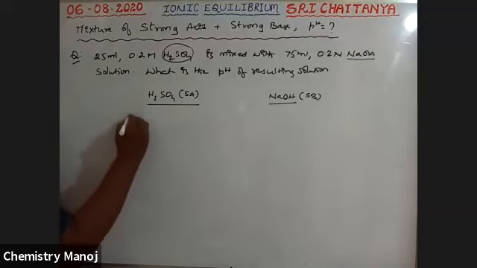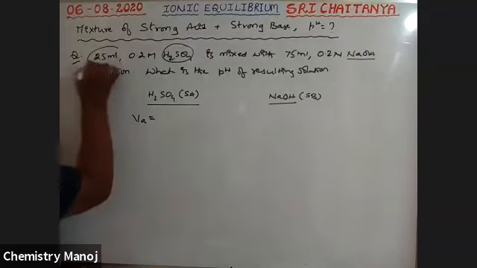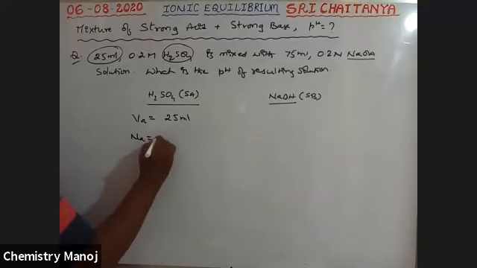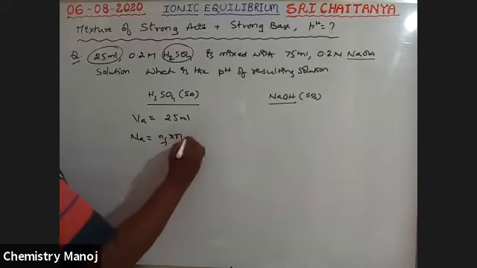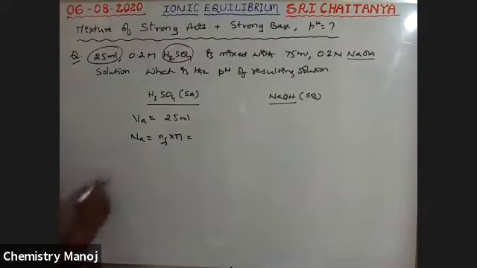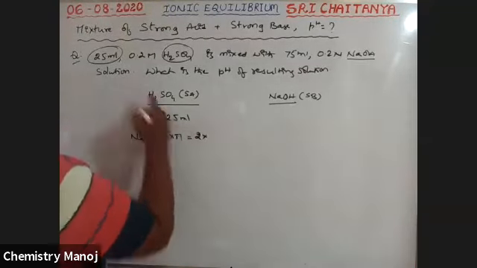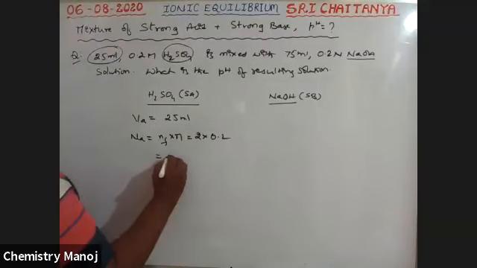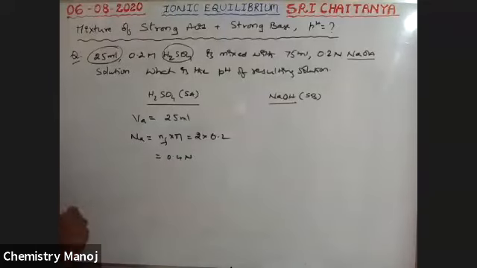Now, for acid, VA, the volume of acid, is equal to 25 ml. Normality of acid is equal to N factor into molarity, my dear boys. For H2SO4, N factor is 2, molarity is 0.2. That is equal to 0.4 N.